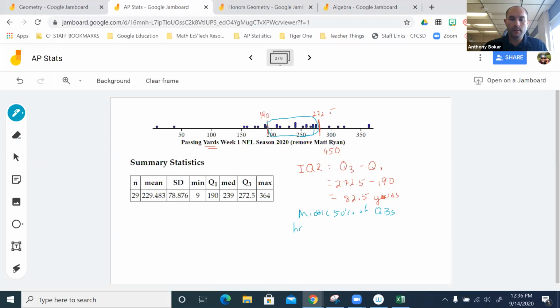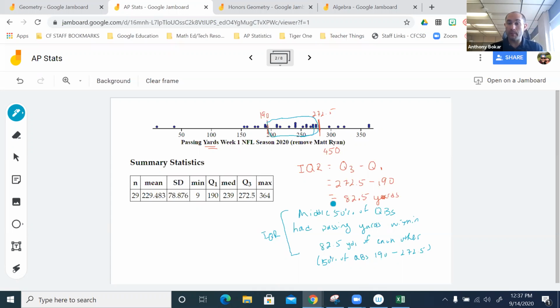during week 1 had passing yards within 82.5 yards of each other. Okay, so in other words, only half of them, 50%. This is how you interpret IQR, just for more understanding: 50% of QBs had yards from 190 to 272.5. That's what the interpretation is saying. This is the interpretation of IQR right there, that sentence I just wrote.